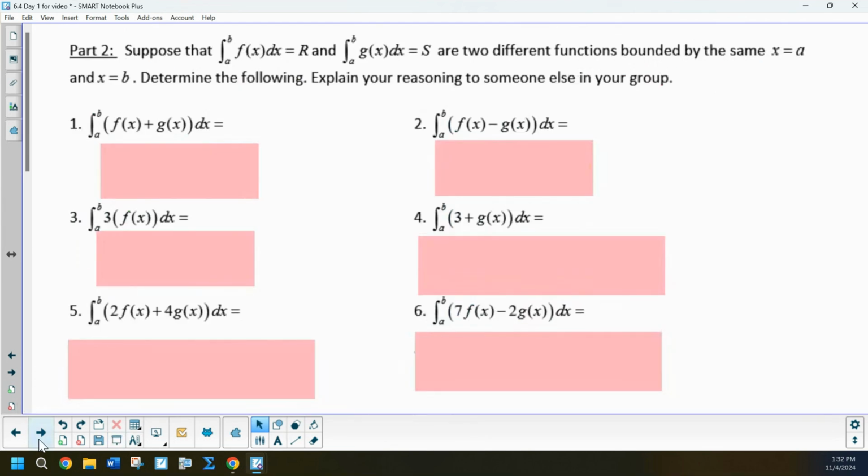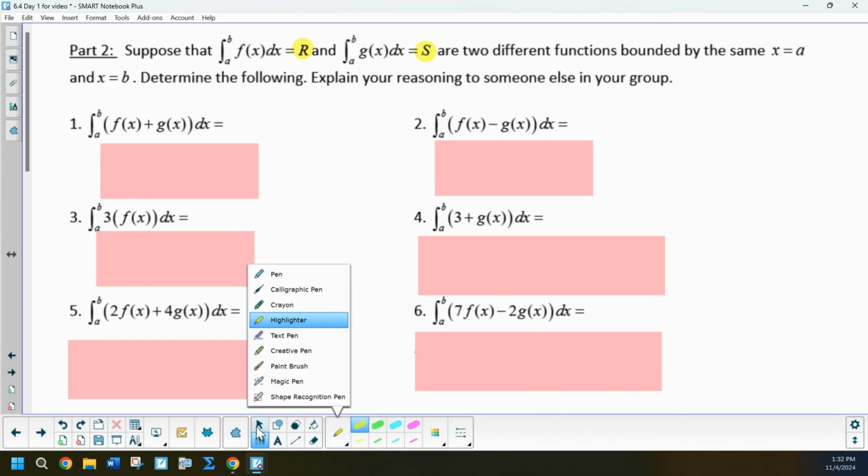Okay, so now we're going to practice these rules using this information at the top. It says that from A to B for f of x, you get r, and from A to B for g of x, you get s. So same bounds here, but two different functions. And that's really important that you see the difference in those.